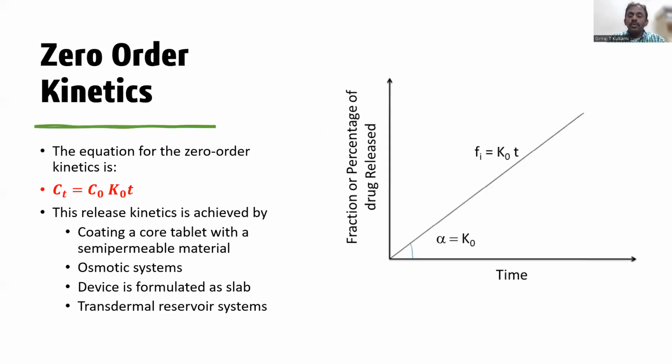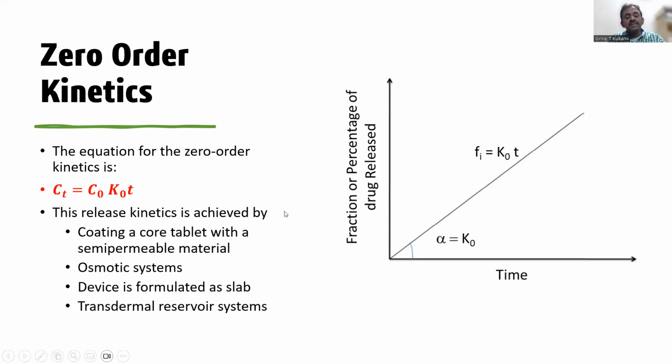Let us come to zero order kinetics. The equation for zero order kinetics is Ct = C0 + K0 × t. Here, Ct is the concentration released at time t, C0 is the concentration at time 0, and K0 is the rate constant. t is the time at which we are doing this measurement.